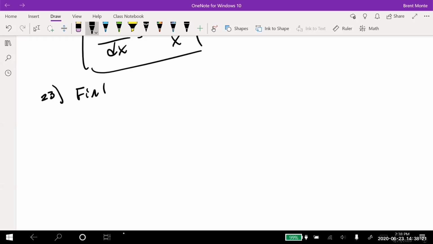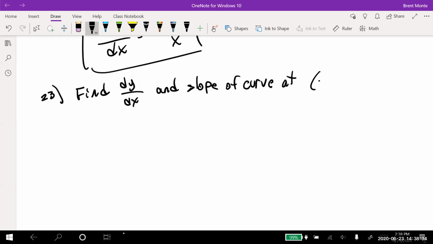So find dy/dx and the slope of the curve at, and on this problem, they give us negative 2, 1 again. You'll notice this author usually gives us pretty small numbers for the x and y to plug in. Okay, so the function this time is x to the 4th minus x squared y cubed equals 12.